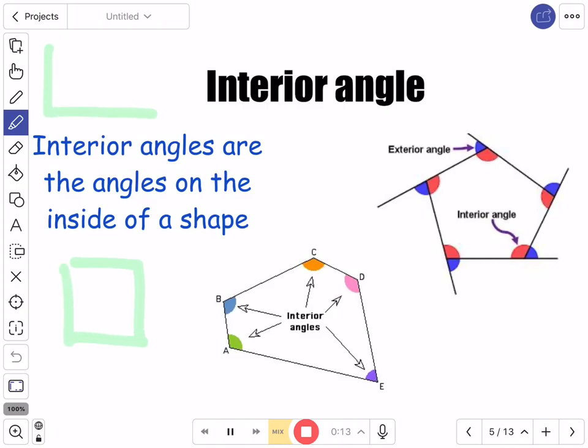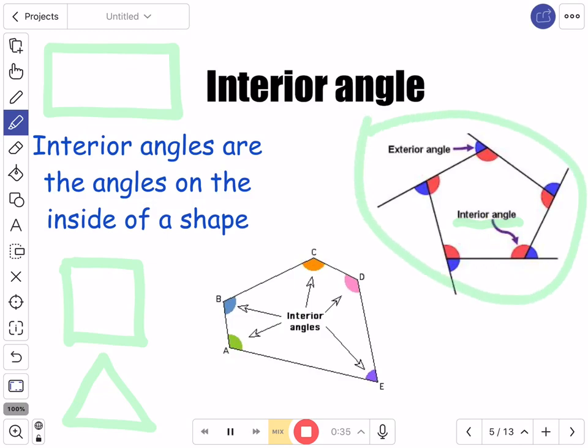Okay. So before we get any farther, I just wanted to talk about what interior angles are. When you're looking at polygons, which are closed figures or closed shapes, you have your square, you have your rectangle, okay? When you look at a square, a rectangle, and a triangle, these are all polygons. Those are closed figures, right?